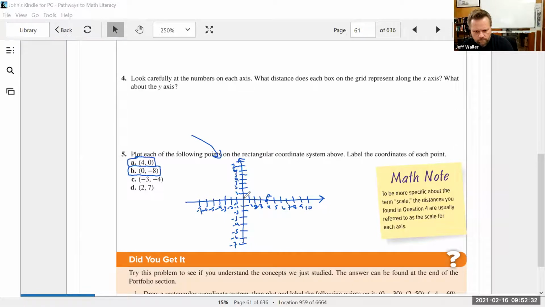Down 0, -8 down. Don't move left and right at all. I only go down 8. Jeff, you didn't give yourself enough. Bam. So that's -8. That's point B.